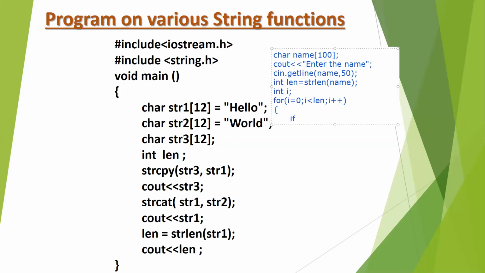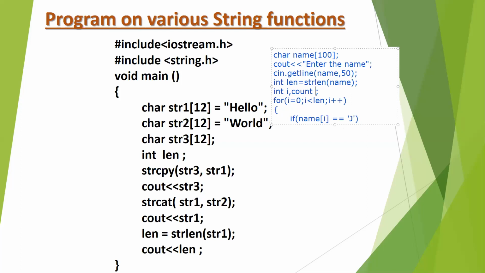If name of i double equals single quotes and capital J. In the question it is mentioned capital J, so you need to mention capital J only. Most of the students have written capital J or small j. If it is mentioned clearly, then you have to use capital J only. If you mix both, your program will not give the proper output.